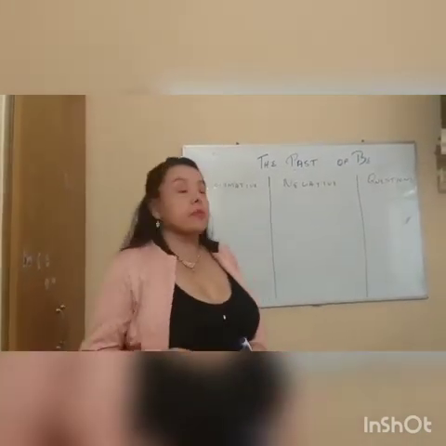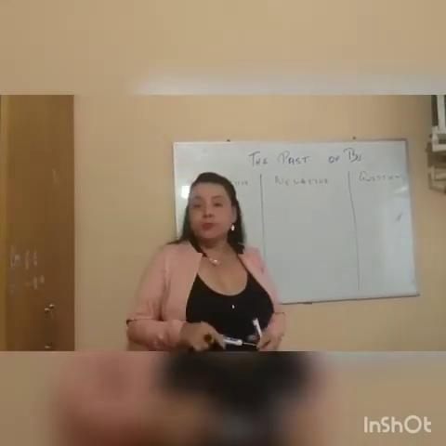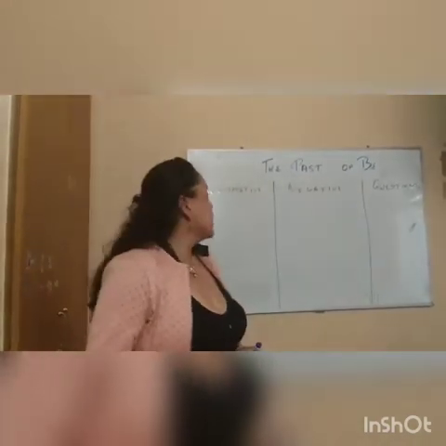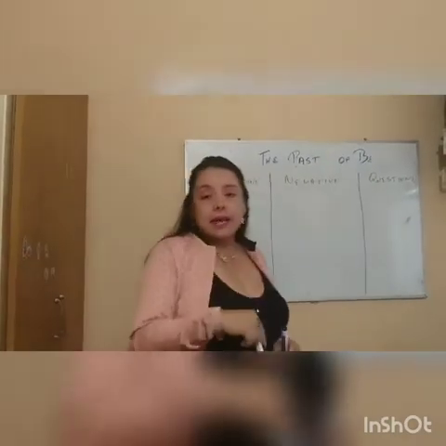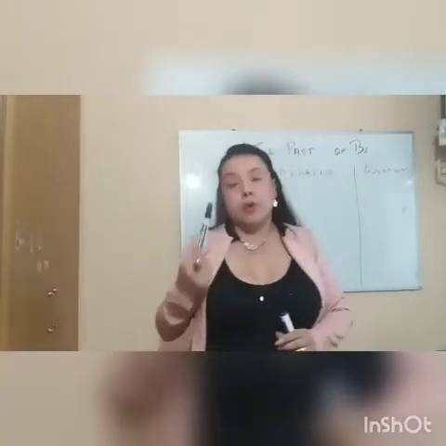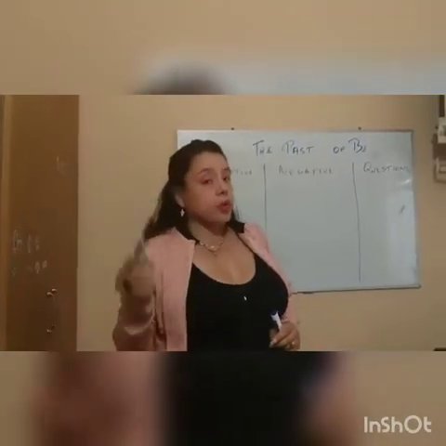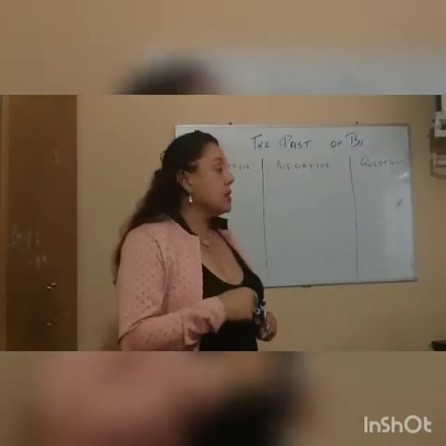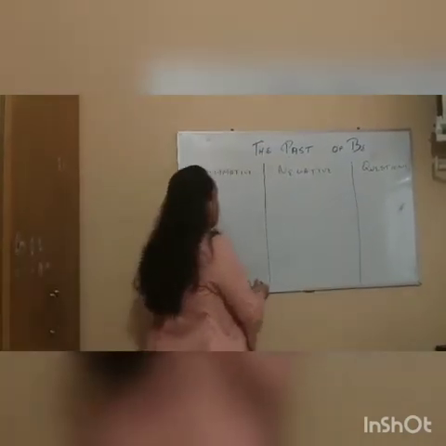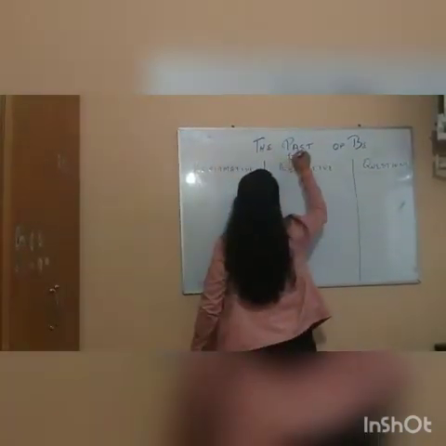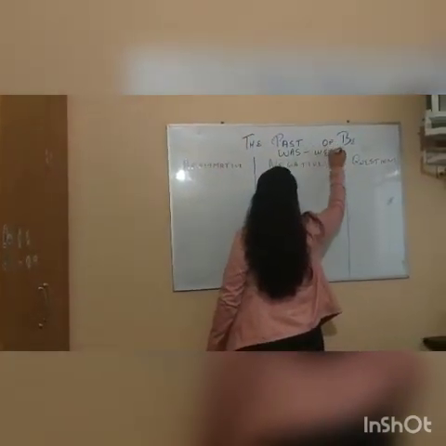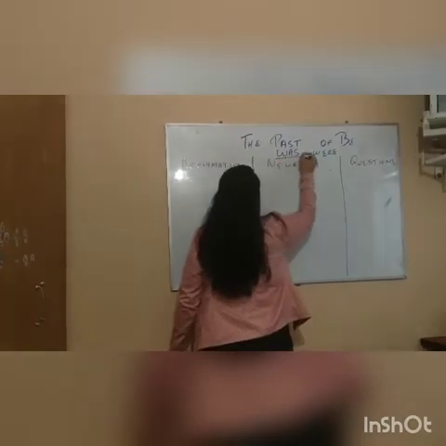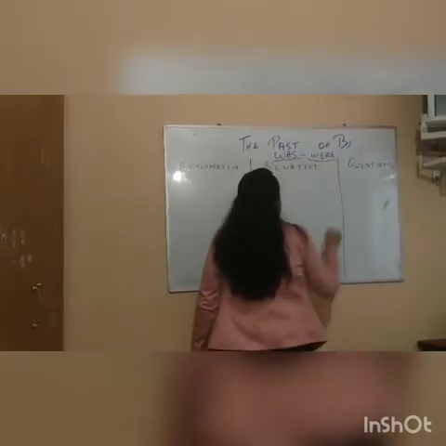In this moment I am going to talk about my class 2, which the topic is the past of be. Like the last class we talked about the present of be. Right now I am going to talk about the past. What is the difference? The verb to be in past is was and were. Was for the singular and were for plural.